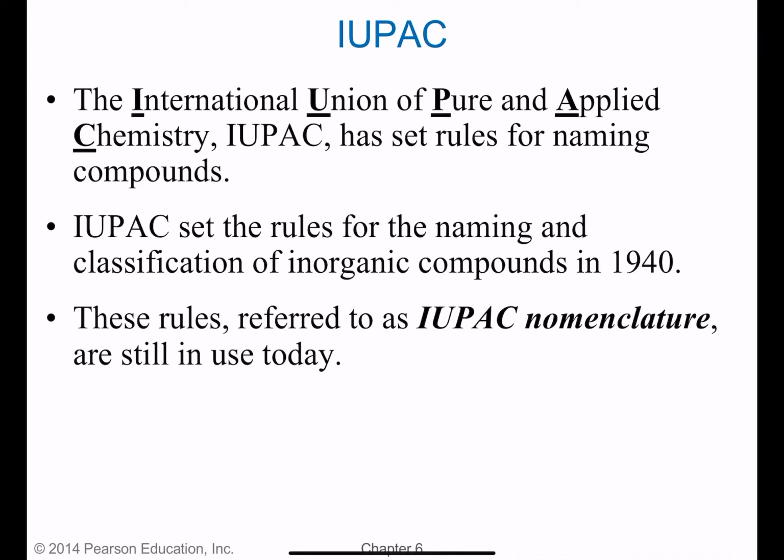In this video, we're going to talk about the rules for nomenclature. Our rules for nomenclature have been established by an organization called IUPAC, the International Union of Pure and Applied Chemistry. They basically establish the rules for naming inorganic compounds, organic compounds, and pretty much anything chemistry related. So that's what we're learning today: IUPAC nomenclature rules.